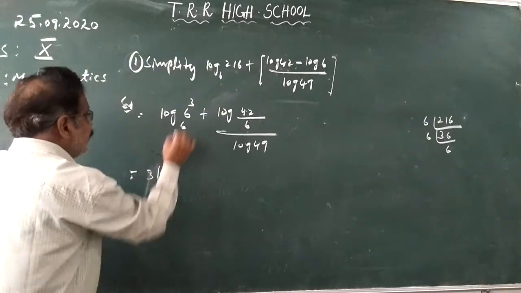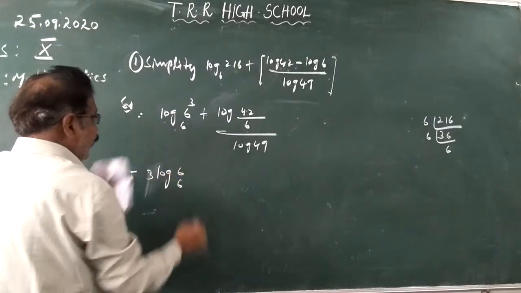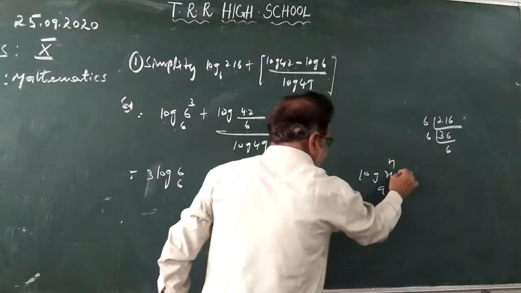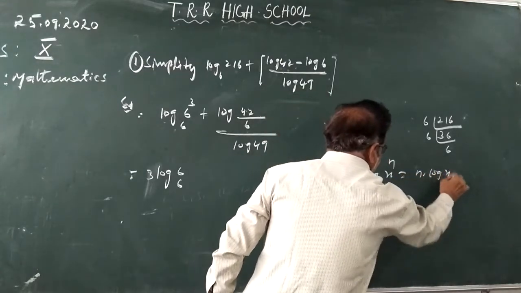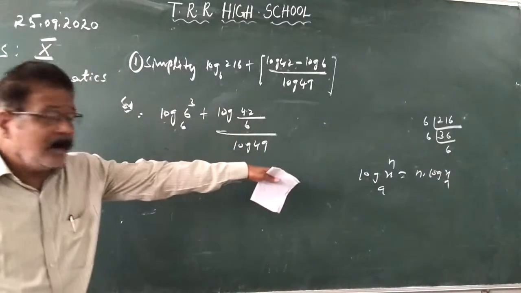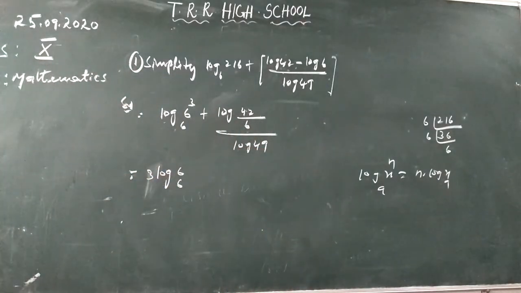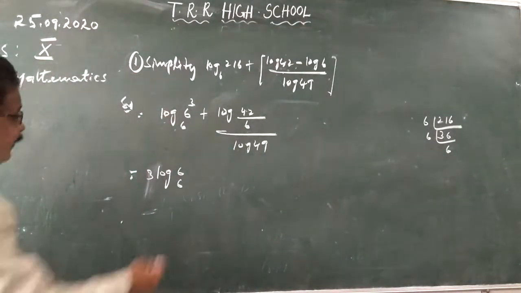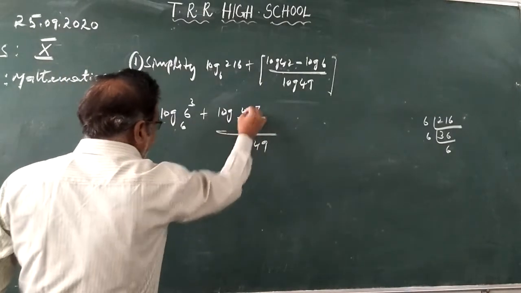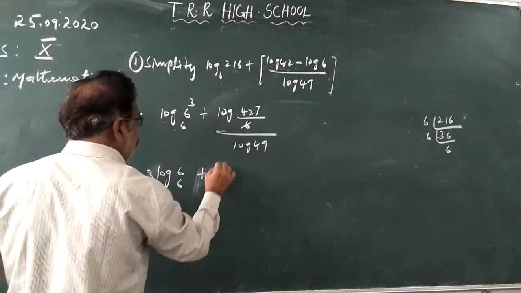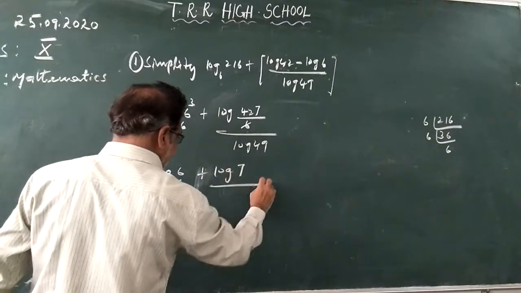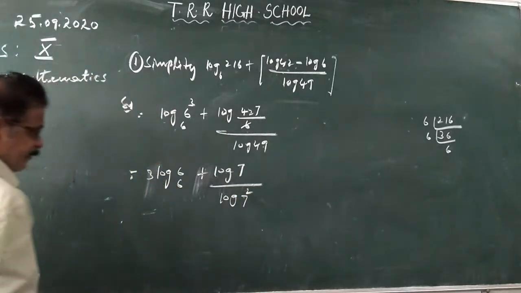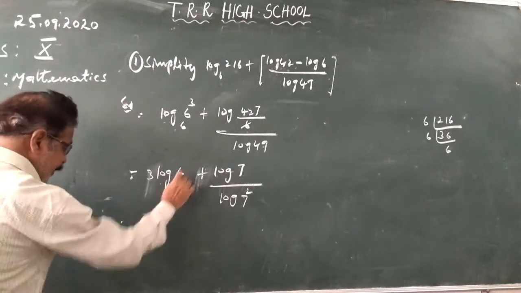3 log 6 base 6. Log x power n base a equal to n log x base a. That formula applied here. Now children, next 42 by 6 is 7, plus log 7 by log 49 is written as 7 square. 3 log 6 base 6.